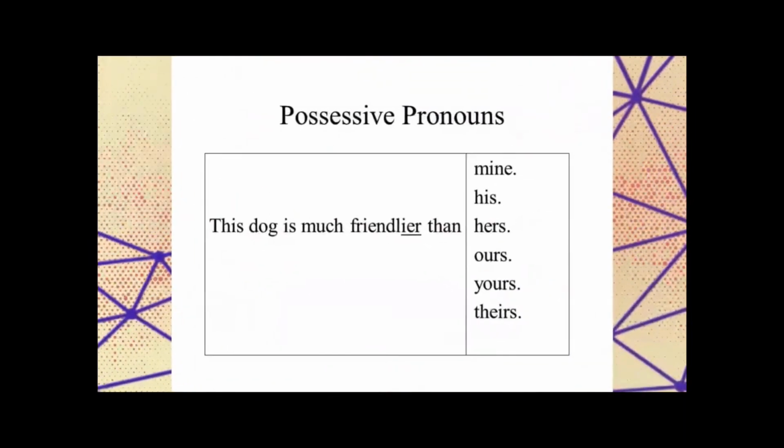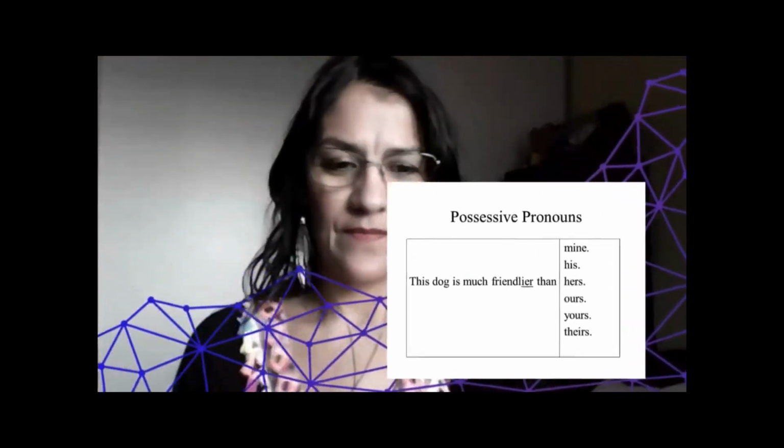Check this out. The dog is much friendlier than ours. This dog is much friendlier than hers. What we're doing here is just avoiding repeating the word. Exactly, dog. We could say this dog is much friendlier than your dog, or this dog is much friendlier than my dog. But instead of repeating the word dog, we are using the possessive pronouns.